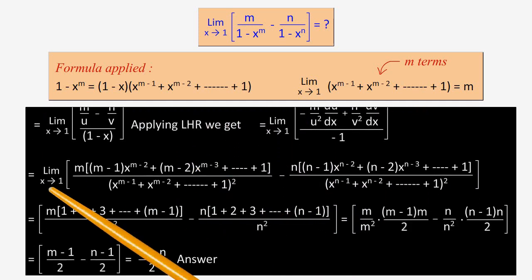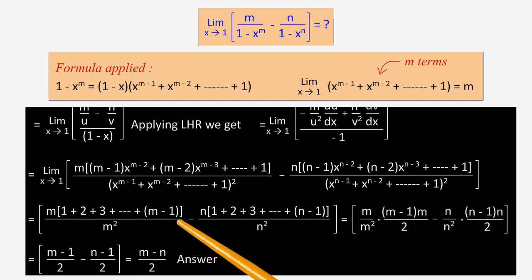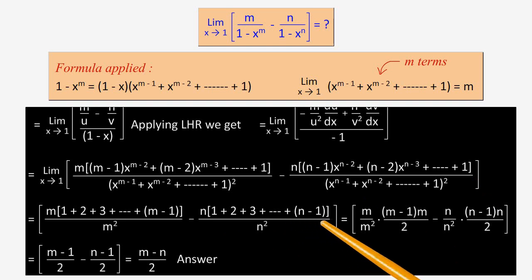Now when x approaches 1, this thing becomes sum of this series, and this one becomes m squared. Similarly, this thing becomes sum of this series divided by n squared. Now we know that sum of this series is equal to m times m minus 1 divided by 2. Similarly, sum of this series is equal to n times n minus 1 divided by 2. Simplifying further, we get the value of the limit equal to m minus n divided by 2.